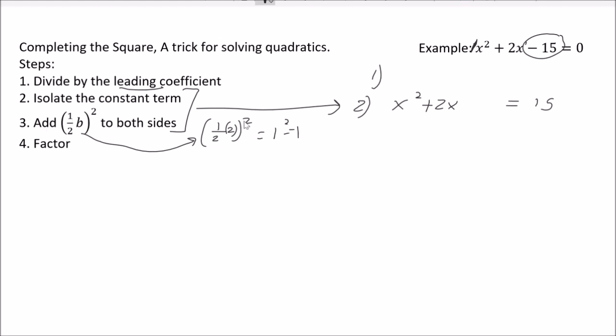So it asks us to add that to both sides. So I'm going to do plus 1, plus 1. Now if you're like me, you're thinking, what the heck is going on here? Why did we just do that? So this is why it's called completing the square.